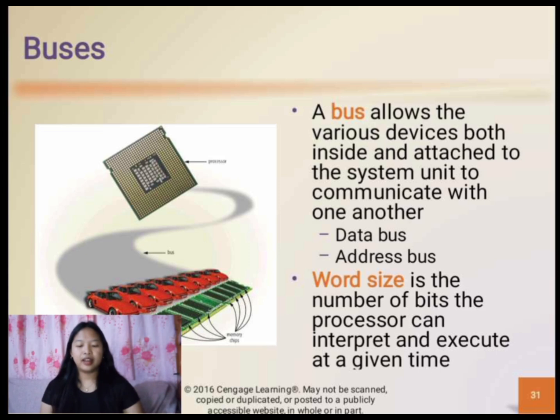Word size: the number of bits, or binary digits, the computer processor can process or handle at one time. Here are the common word sizes. 8-bit: old computers and embedded systems. Next is 16-bit: older PCs and some microcontrollers. 32-bit: older PCs and some embedded systems. 64-bit: modern PCs, servers, and mobile devices.